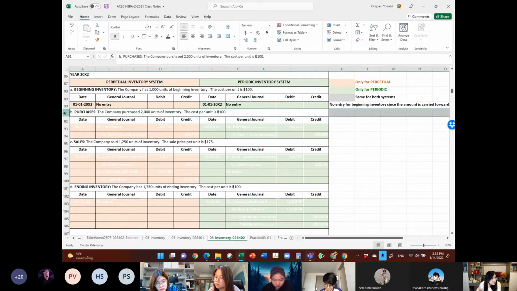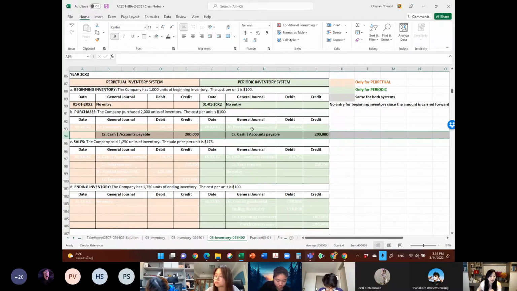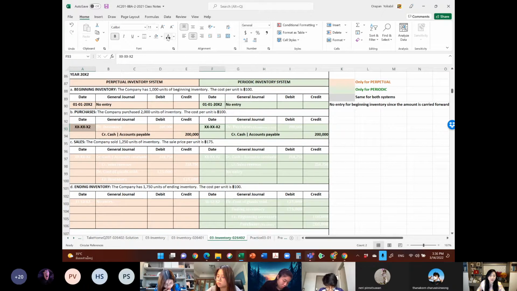Okay, now the company purchased 2,000 units of inventory at a cost of 100. Now, let me show you the recording. For this particular case, we don't know whether we have paid the money or not. Okay, so if we have already made the payment, then the credit will go to cash. But if we have not, then the credit will go to the accounts payable. Okay, so that's the first thing that you have to know.